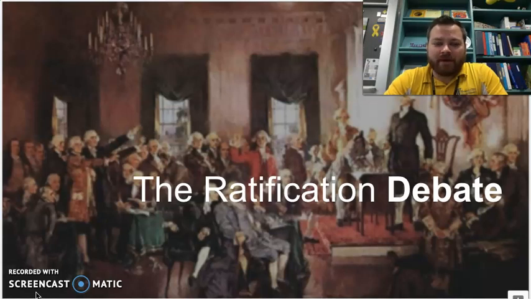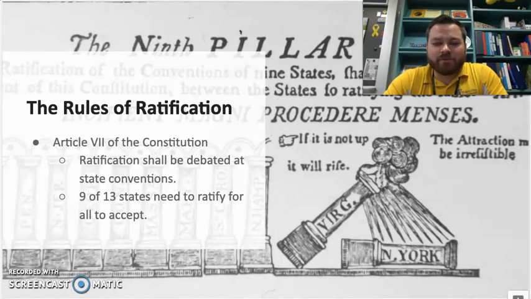what brought about the Federalist Papers. The Federalist Papers exist because the Constitution required ratification. That was what Article 7 was all about. It's the rules of adoption. The Constitution needed to convince 9 of the 13 states to adopt it in order for it to go into effect. So as far as the rules of ratification go, 9 of the 13 states needed to ratify it.